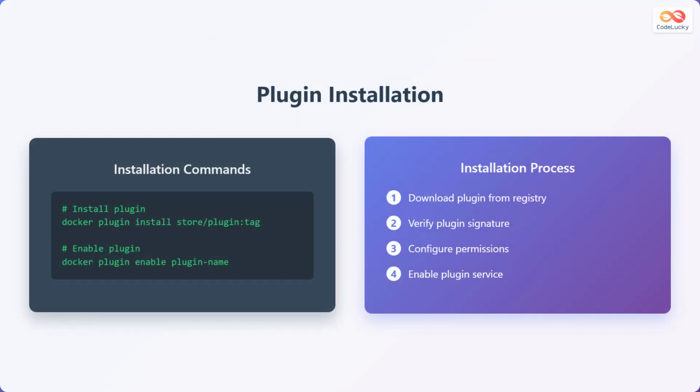Here are the installation commands to install and enable a plugin. To install a plugin, use docker plugin install, followed by the store, plugin, and tag. To enable a plugin, use docker plugin enable, followed by the plugin name. The installation process involves downloading the plugin from a registry, verifying the plugin signature, configuring permissions, and enabling the plugin service.